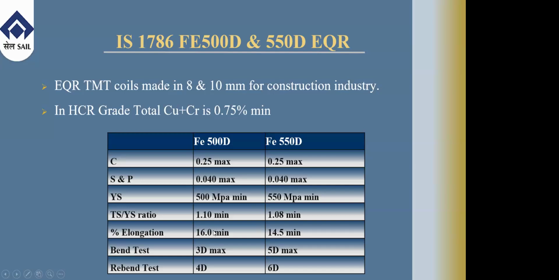And the bend test also. For the bend test, for the 500D, the required dimension is 3 times the diameter of the rod, and in case of a 550D, it is 5D. And for the rebend test, in case of 500D it is 4D, and for the 550D, 6D.